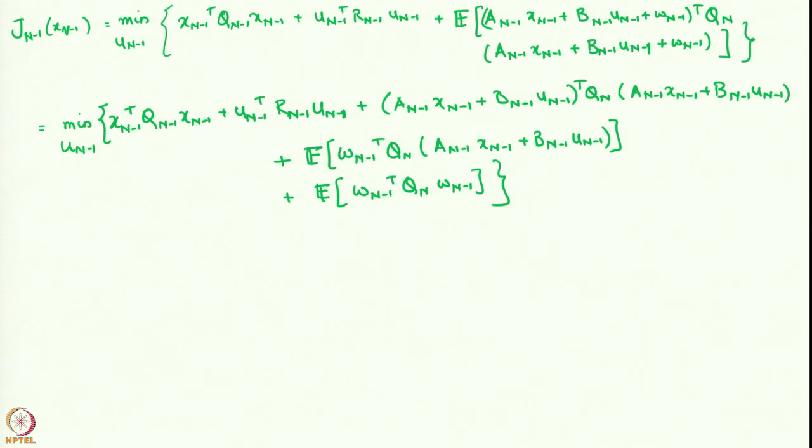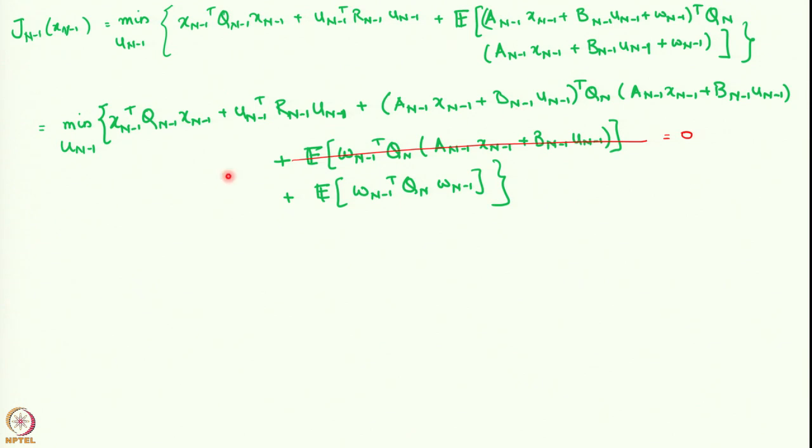Now, let us look at these terms a little more closely. This term here, which is linear in W_{n-1}, has all these other terms that are deterministic. So, consequently, the expectation of this is really the expectation of W_{n-1}, the whole transpose all of this. And the W's we had assumed were all mean 0. So, as a consequence of that, this term is equal to 0. So, what we are therefore left with is only the third term here. But the third term is one which depends only on W_{n-1} and has no dependence on u_{n-1} at all.